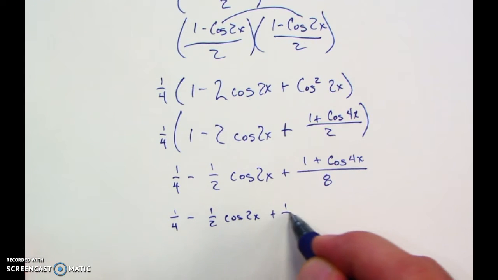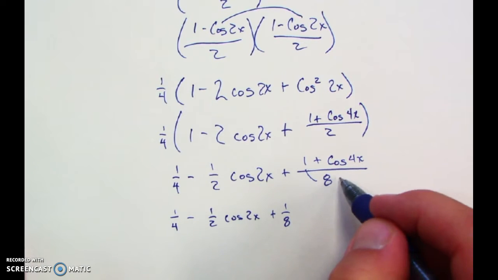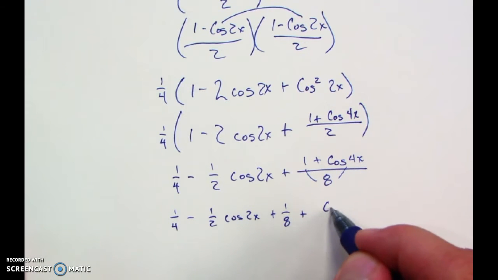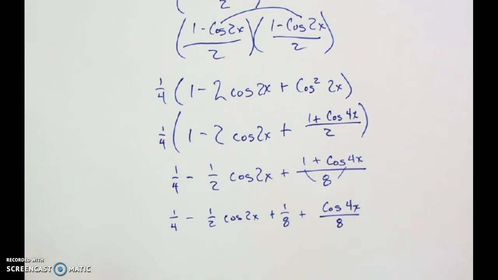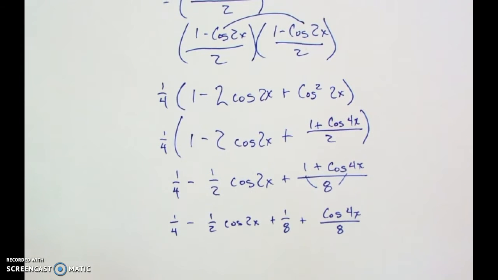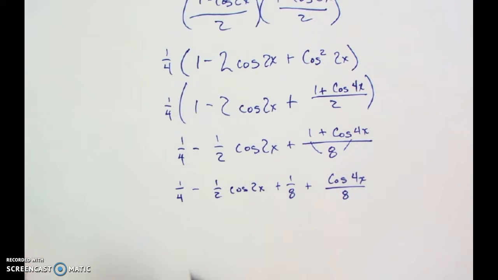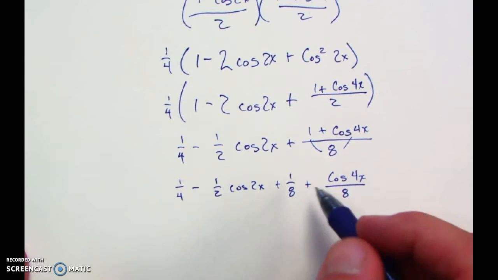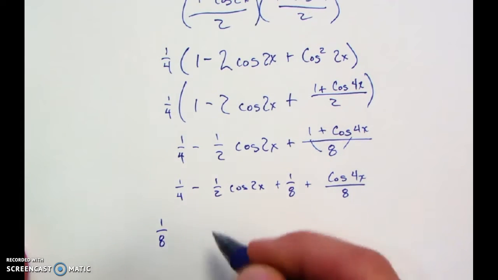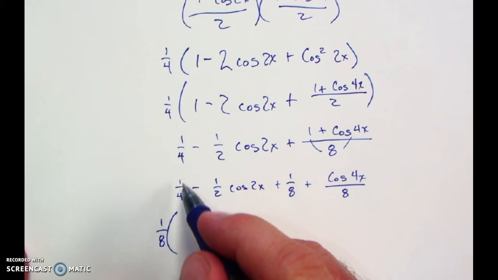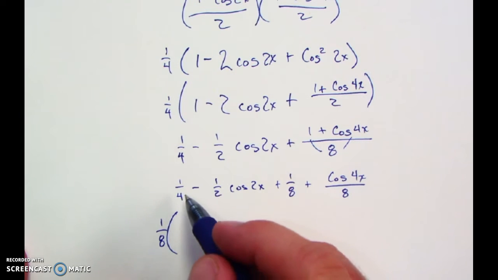So it would be a plus 1/8 for the first part, and then plus cosine of 4x over 8 for that second part. And then at this point we could get rid of the fraction and just have our cosines across here. As far as, let's see, it looks like the 1/8 would be our common fraction across there.